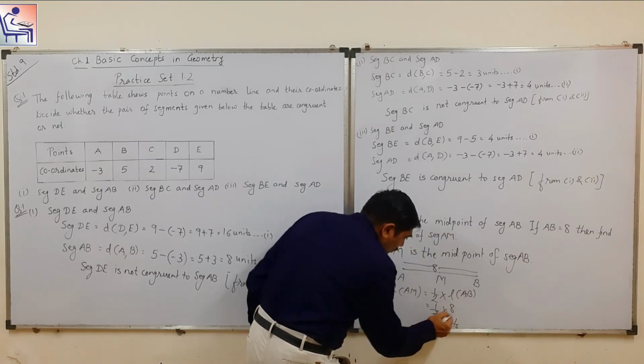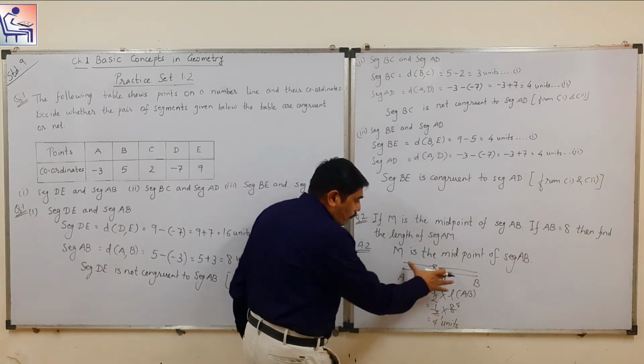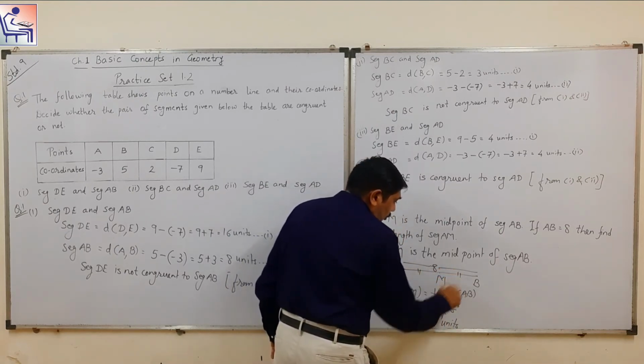Here you know that 2 ones are 2 and 2 fours are 8. So half of 8 is 4 units.